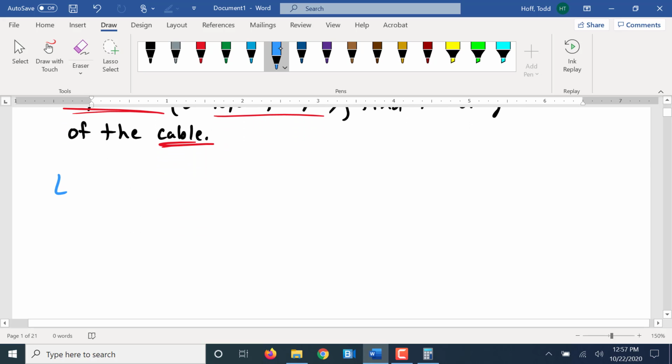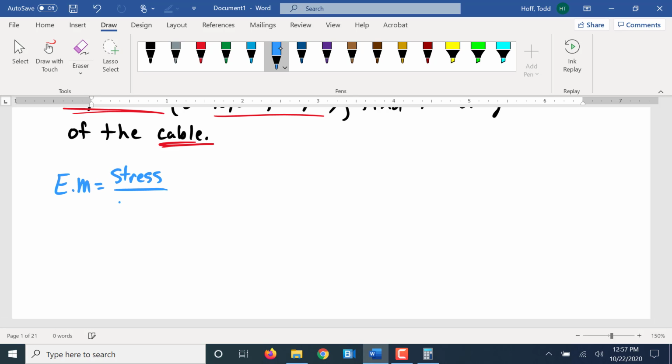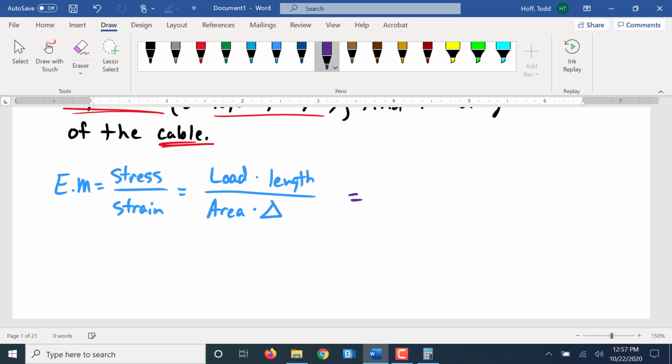Well, the formula for elastic modulus is stress divided by strain, which reduces, if we combine all the factors, to the load times the length divided by the area times delta, which is our change in length, or elongation. So if we rearrange that formula, we find that delta is equal to the load times the length over our area times the elastic modulus.